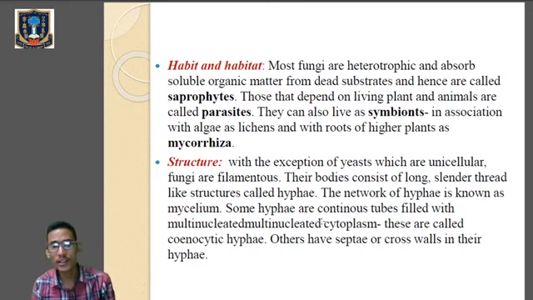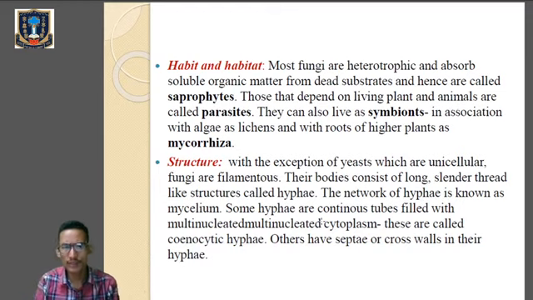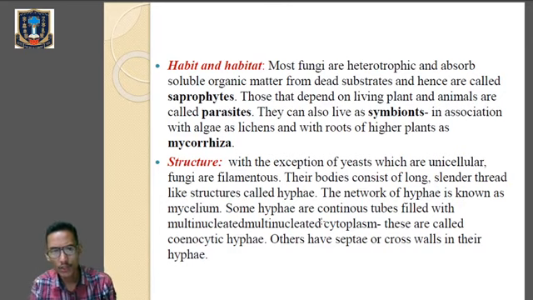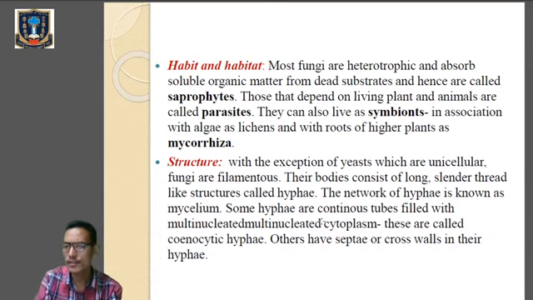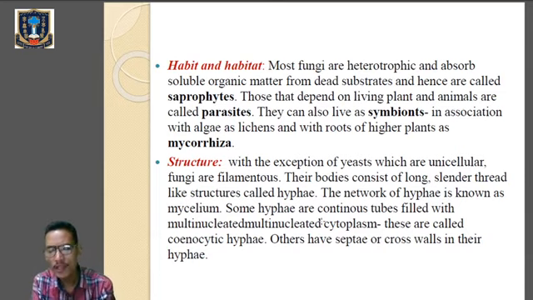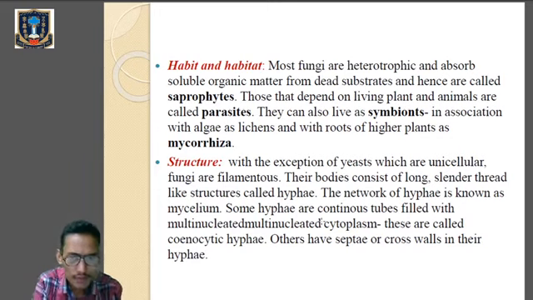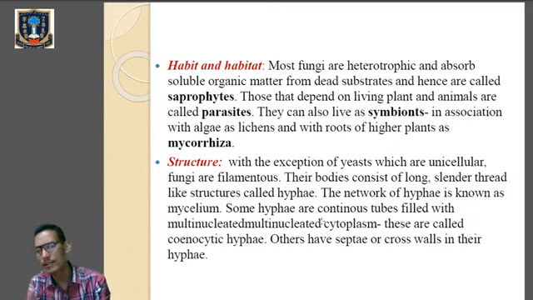And some of the fungi live in symbiotic association with other organisms. For example, lichens, an association of algae and fungi. Then we have mycorrhiza, the relation with the roots of higher plants. So the mode of nutrition can be saprophytic, it can be parasitic, and they also live in symbiotic associations in the form of lichens and in the form of mycorrhiza. Lichens means the association of algae and fungi, and mycorrhiza means the association of fungi with the roots of higher plants. That we have learned in your previous classes.